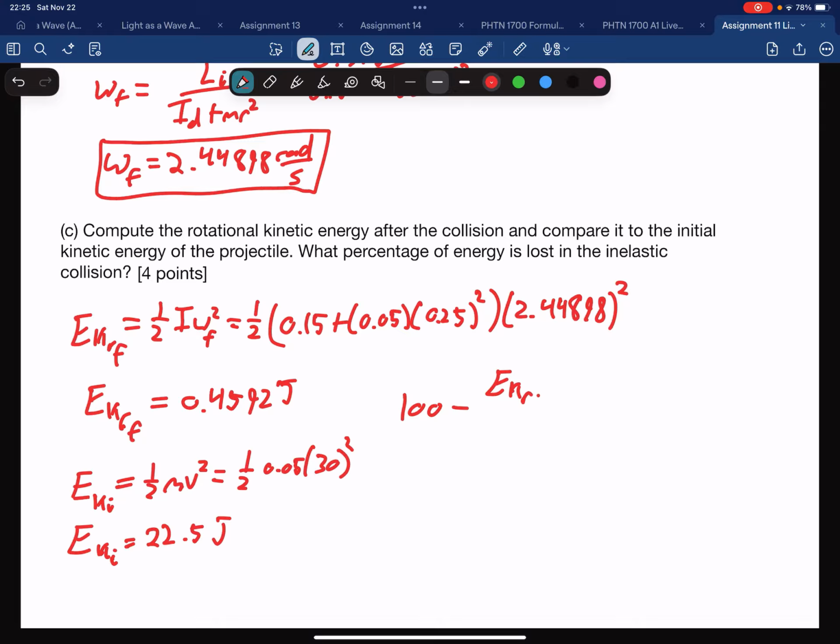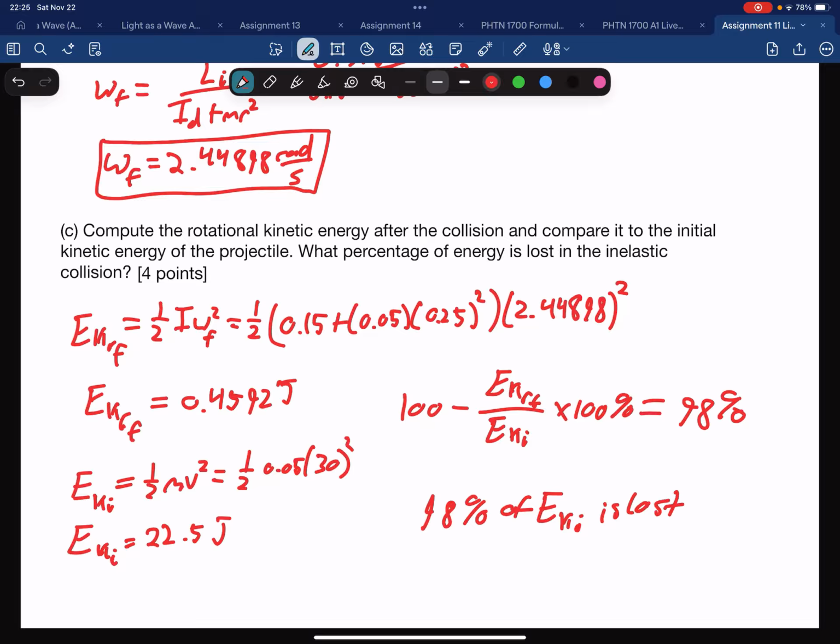Putting this all together, my percent loss formula that I will build myself is 100 minus EKRF over EKI, what I just calculated, multiplied by 100%. And that is going to give me about 98%. So 98% of the kinetic energy is lost. Only a little bit of it makes it to the end there.